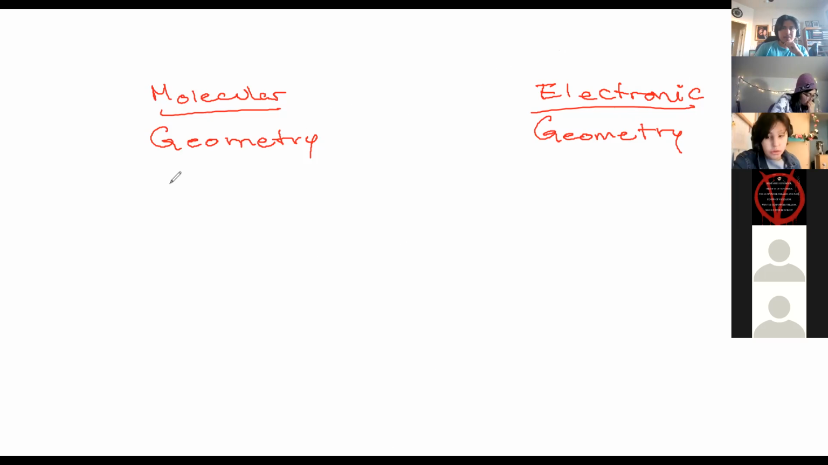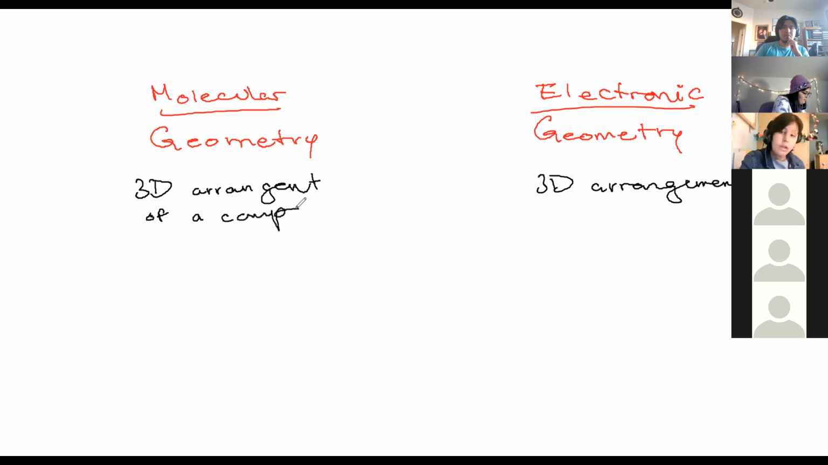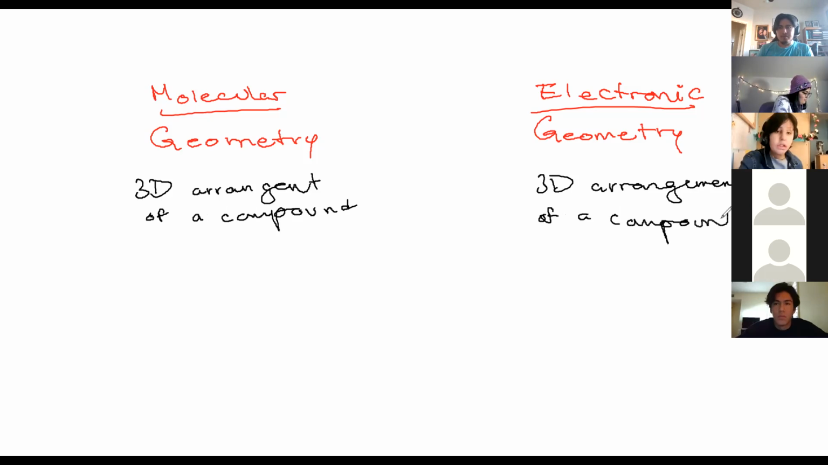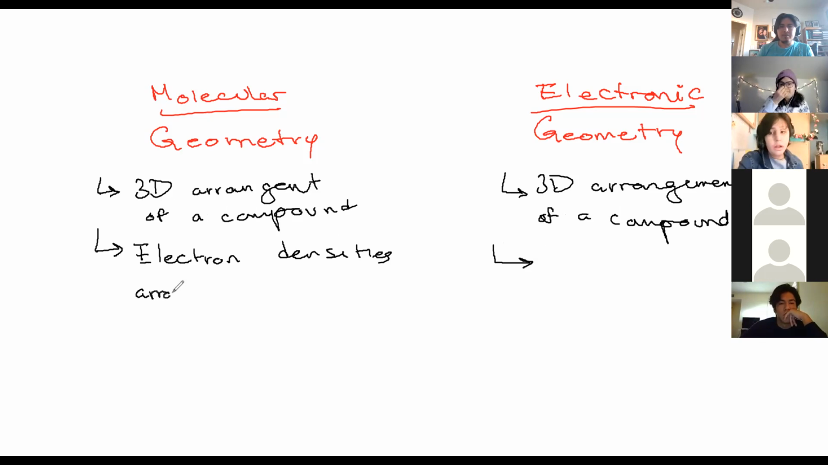So molecular geometry is the 3D arrangement. Both of these are actually 3D arrangements of a compound. So they both have this in common. The 3D arrangement is just the geometry. What makes them different is that the molecular geometry takes into account something called electron densities around them. Well, actually, they both do take those into account.